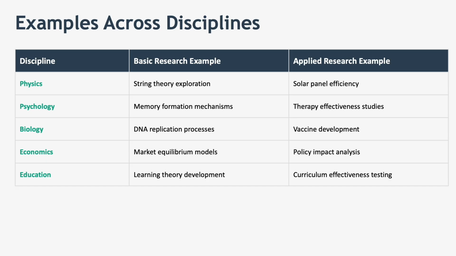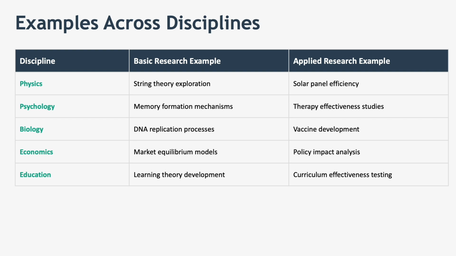In physics, basic research might involve exploring string theory or quantum entanglement, investigations into the fundamental nature of reality that may not have immediate practical applications, but expand our understanding of the universe. Meanwhile, applied physics research focuses on improving solar panel efficiency or developing new materials for electronics, taking physical principles and turning them into technologies that solve energy and communication challenges.